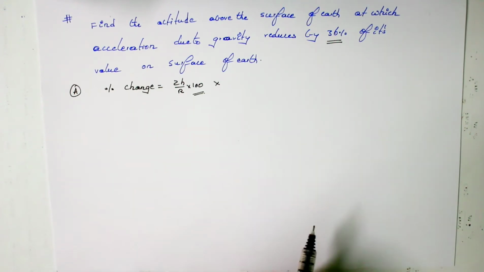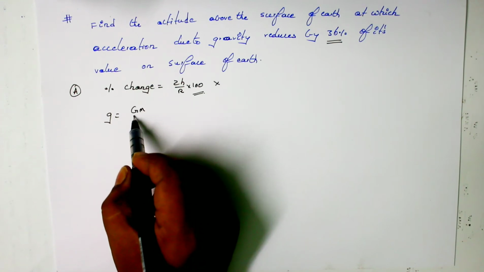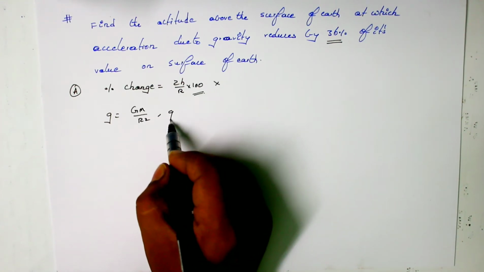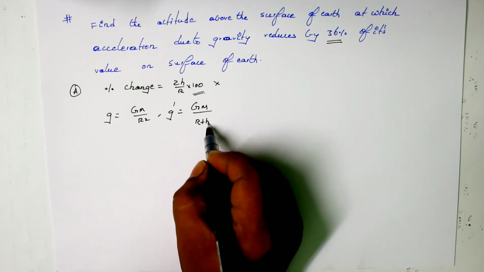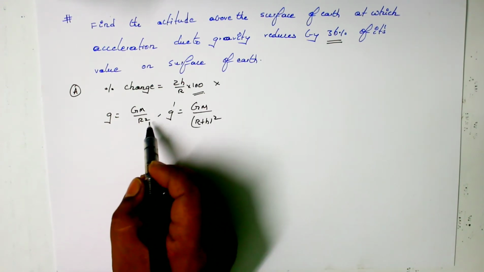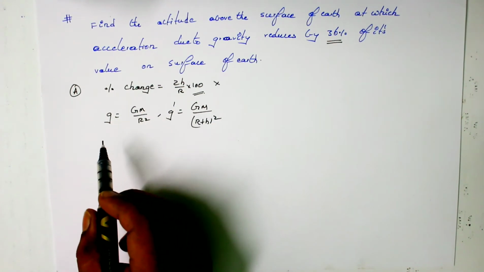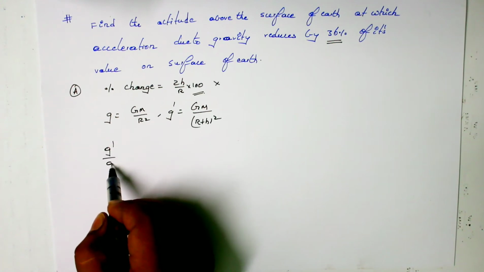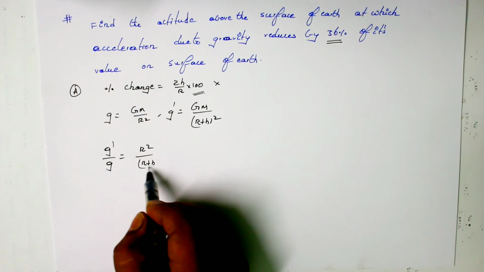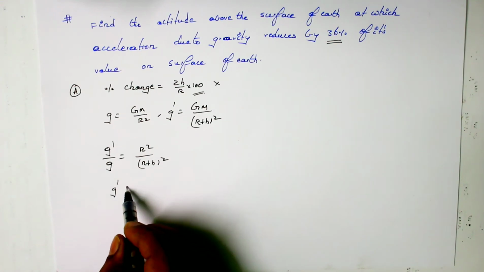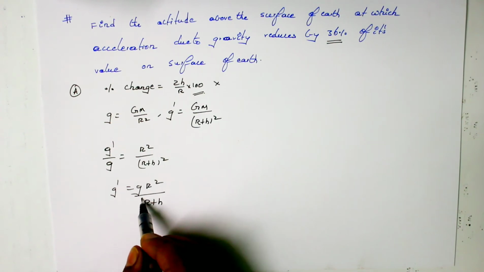So we have g is equal to GM divided by r square, and g dash is equal to GM divided by r plus h whole square. This is the g value on the surface of the Earth. This is the g value at a particular height. If I divide both of them, I will get g dash by g is equal to r square divided by r plus h whole square. Therefore g dash is equal to g r square divided by r plus h whole square.